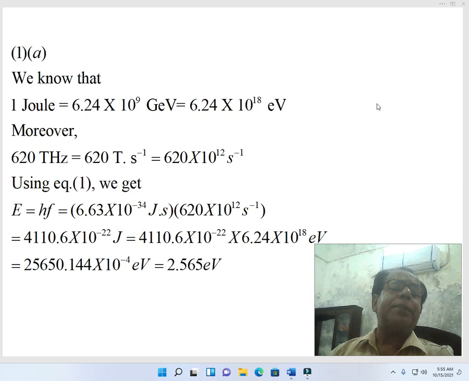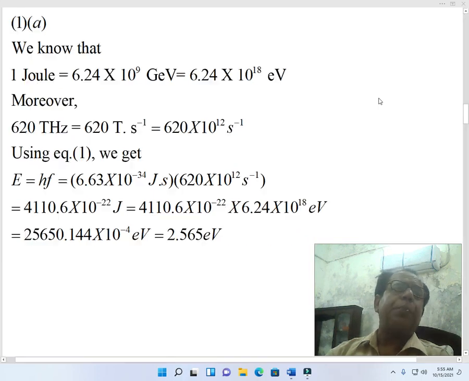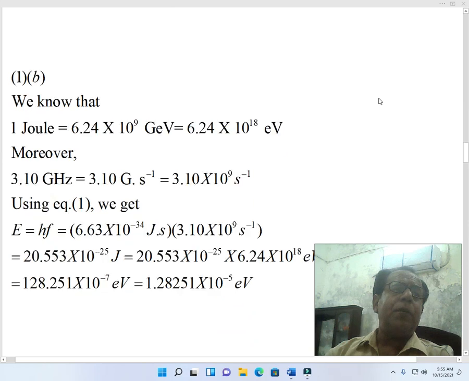Here we will apply the conversion factor, because 1 joule is equal to 6.24 into 10 raised to the power 18 electron volt. So many joules will be equal to this into 6.24 into 10 raised to the power 18 electron volt, and this will alternatively become equal to 2.565 electron volt. So here our solution has become E equal to 2.565 electron volt. Now we come towards part B of first part.